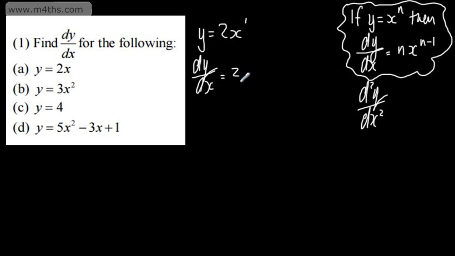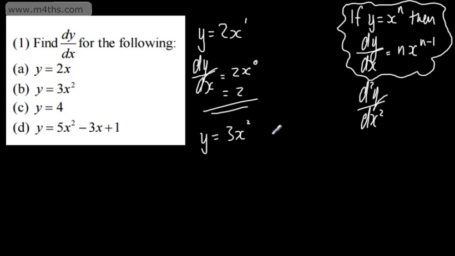We multiply down by the power and drop the power by 1. If you're in your infancy and you want to show your teacher you know what you're doing, you could write now that this is going to be 2x to the 0, which is simply going to be 2. We know that the gradient of a line, 2x, is going to have now the gradient 2. That's nice and straightforward. The next one, y is equal to 3x squared.